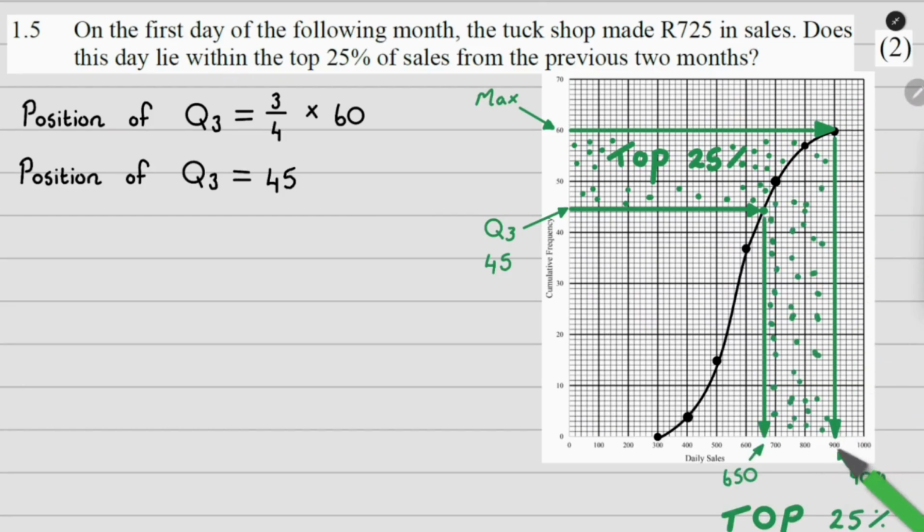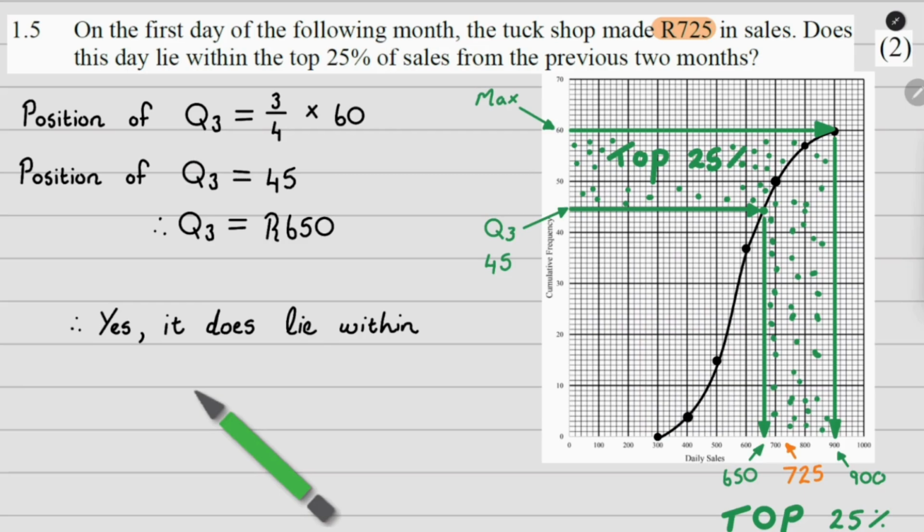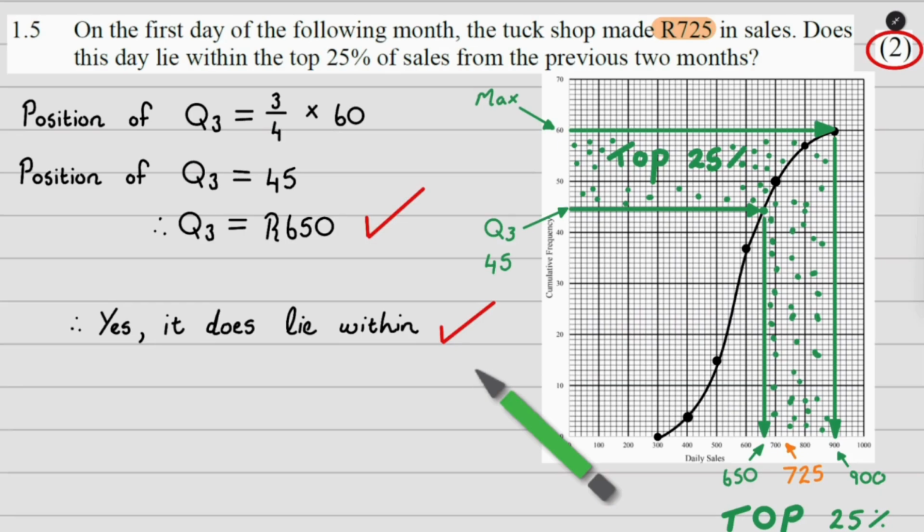So if I go down over here, I go to roughly about 900 over there, and I go to roughly about 650 over there. So now I know what Q3 is. Q3 is 650. And now I'm going to check out the 725 Rand. Does it fall within the top 25%? It most definitely does. It's bigger than 650 and smaller than 900 at the same time. So yes, it definitely does lie within the top 25% of sales. And you will get 1 mark for the value of Q3 and 1 mark for your conclusion.